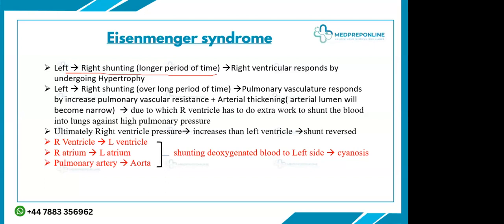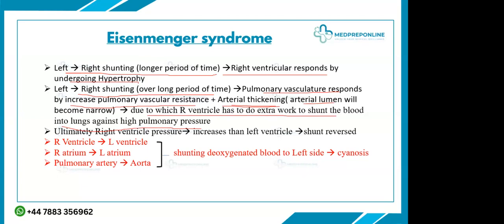Just let me explain it in 1 to 2 lines. The basic is a left to right shunt, but when it happens over a long period of time, the right ventricle has to respond, so it will undergo hypertrophy. Then what other structure is affected by the left to right shunt? One is the right ventricle, and second is the pulmonary vasculature. Pulmonary vasculature responds by increasing the pulmonary vascular resistance plus arterial thickening. Along with the resistance, it will increase the pressure so that the blood is not shunting in this direction. Arterial thickening means the arterial lumen will become very narrow, due to which the right ventricle has to do extra work to pump blood into the lungs against the high pulmonary pressure. So again, there will be increased right ventricular hypertrophy.